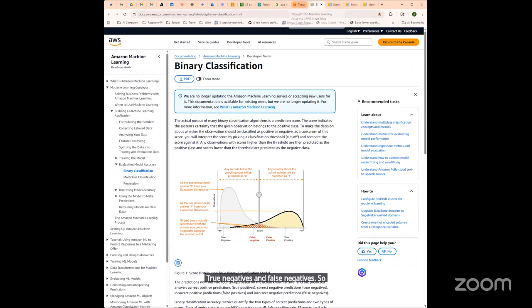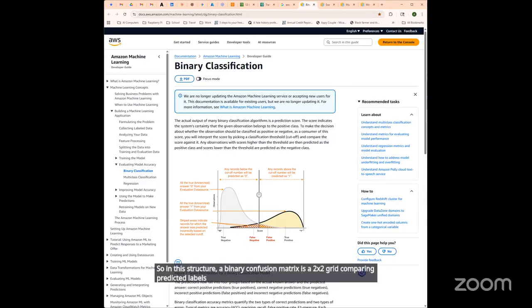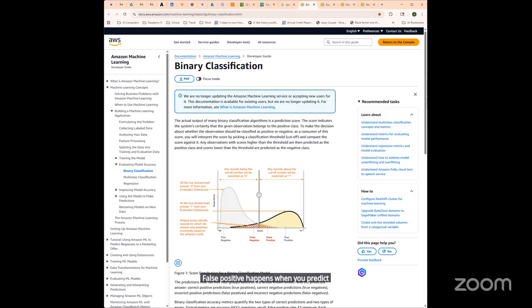So, binary classification. In this structure, a binary confusion matrix is a 2x2 grid comparing predicted labels against actual labels. True positive occurs when you predict yes, and the actual answer is yes. False positive happens when you predict yes, but the actual answer is no. False negative means you predict no when the actual answer is yes. True negative is predicting no when the actual answer is no.